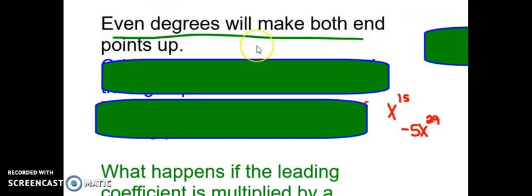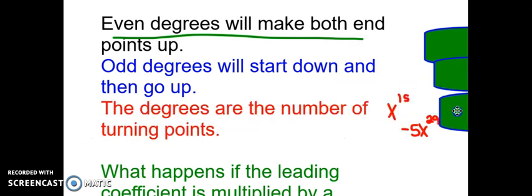So if I have an even degree, like x to the 4th, x to the 6th, x to the 10th, x to the 100, they go in the same direction. So if I have an even degree, it starts up, ends up. If I have an odd degree, like x to the 3rd, that made the N shape, all odd degrees will be in opposite directions. If it starts down, it's got to end up. It's an odd degree. And degrees are also the number of turning points.